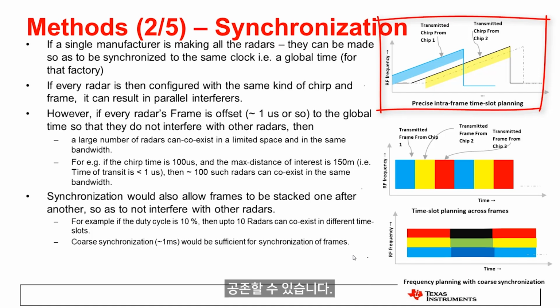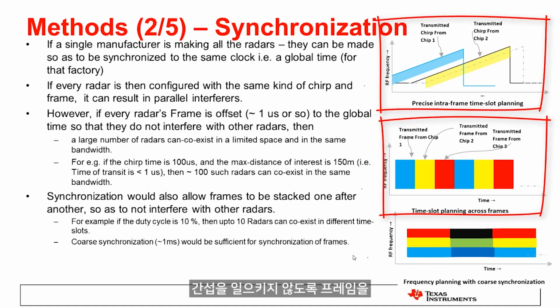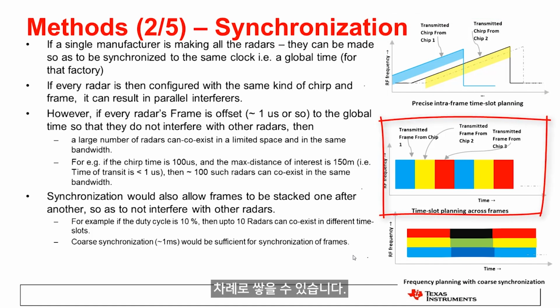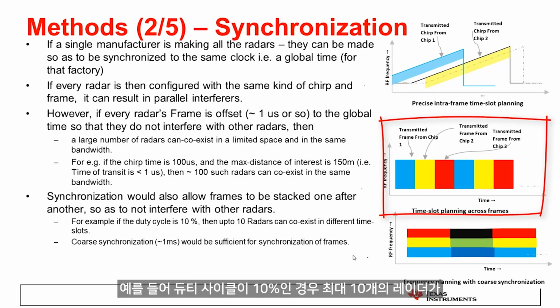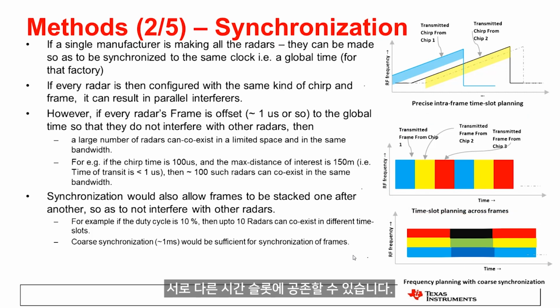Synchronization would also allow frames to be stacked one after the other so as not to interfere with other radars. For example, if the duty cycle is 10%, then up to 10 radars can coexist in different time slots. Coarse synchronization would be sufficient for the synchronization of frames.